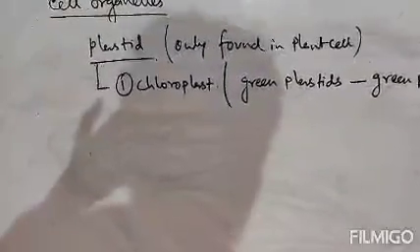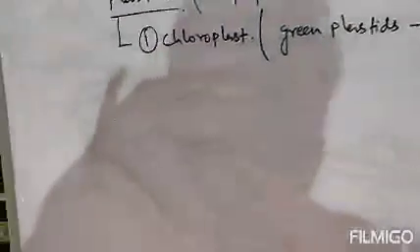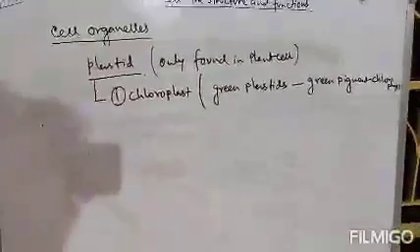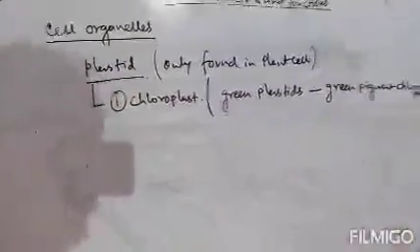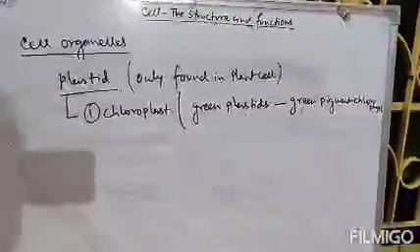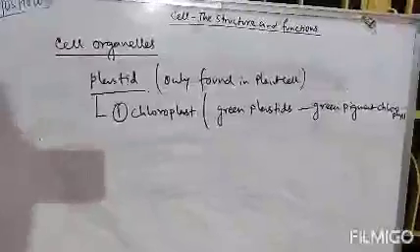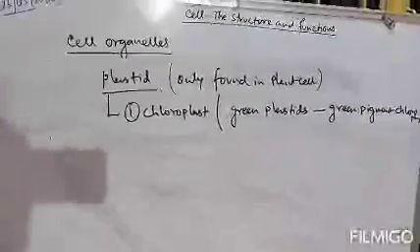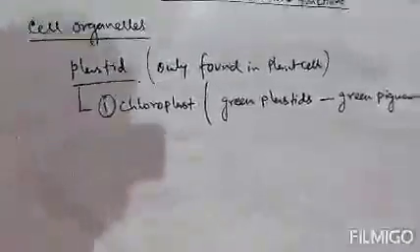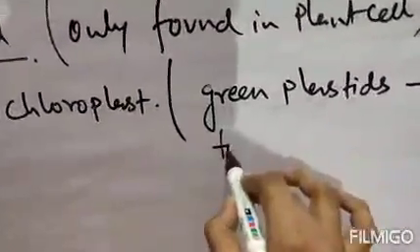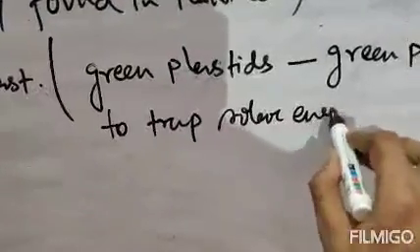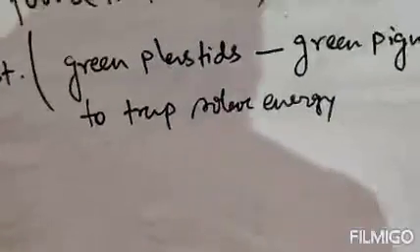What is its function? The function of chloroplast is to trap solar energy for photosynthesis. Because we know that for photosynthesis to occur, chlorophyll is required, and the chlorophyll comes from the chloroplast. That's why the function of chloroplast is to trap solar energy for photosynthesis.